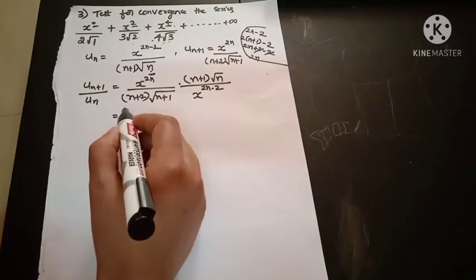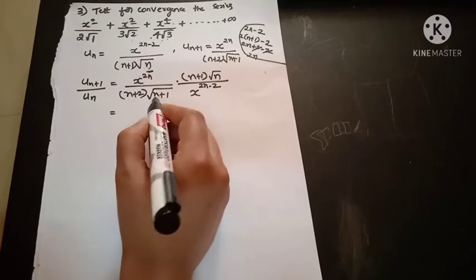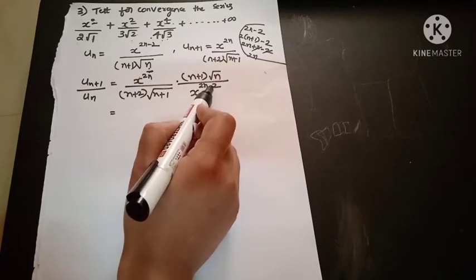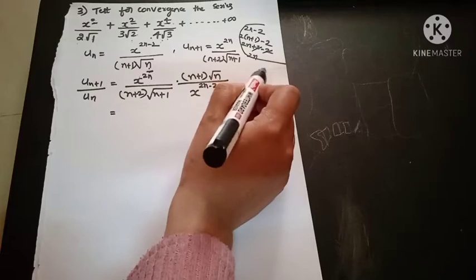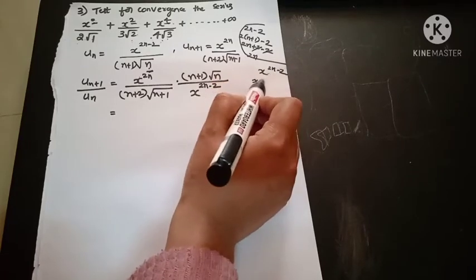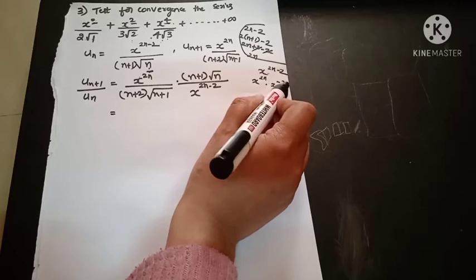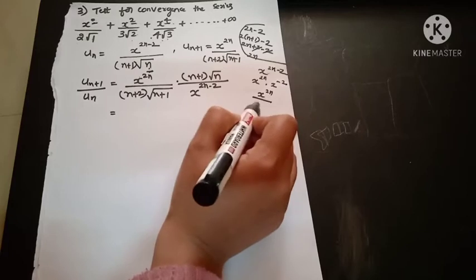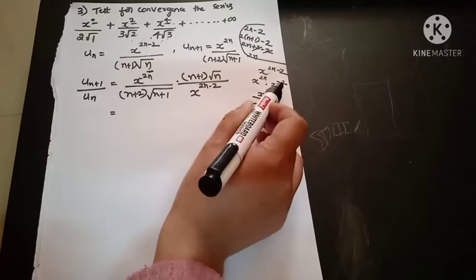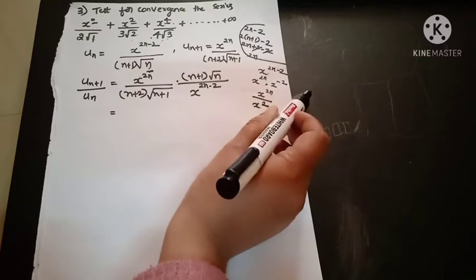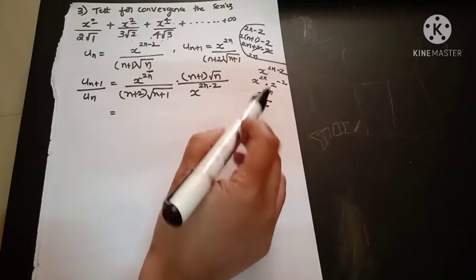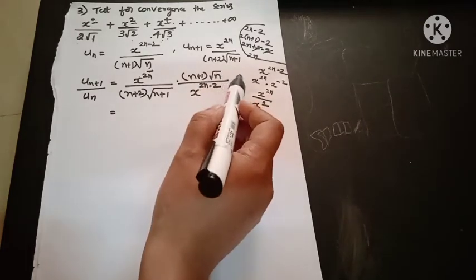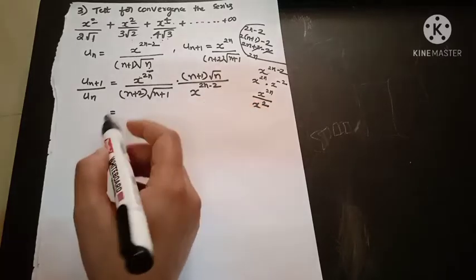So what we'll do is we'll take x to the power of 2n minus 2. It is nothing but x to the power of 2n into x to the power of minus 2. X to the power of minus 2 we can write as 1 divided by x square. This is our x to the power of 2n minus 2. So here we have x square, and when it goes to the denominator, it will come to the numerator.